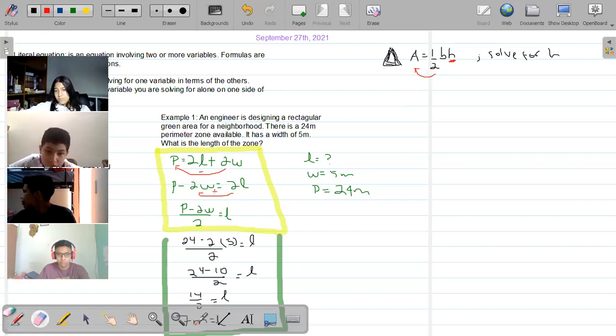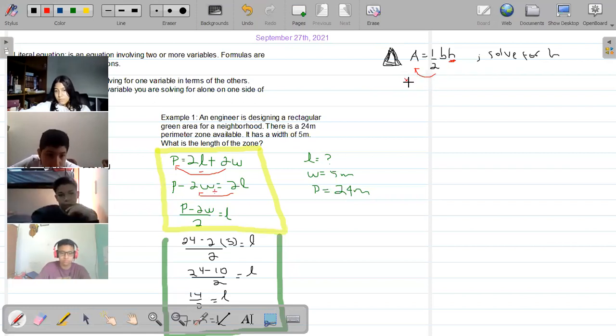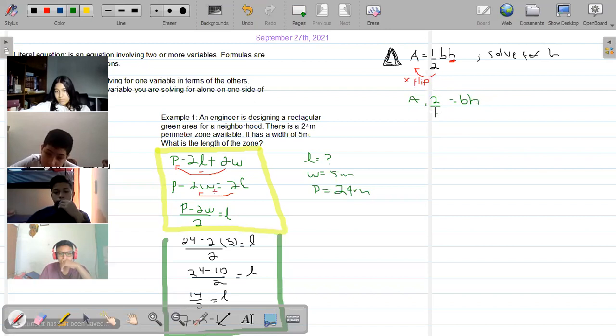Instead, only when I have fractions multiplying and go to the other side dividing, I'm going to continue to multiply, but I'm going to flip or reverse the fraction. So I'm going to have now A times, and instead of 1/2, 2/1, equals B times H. And now I got a multiplication in there.